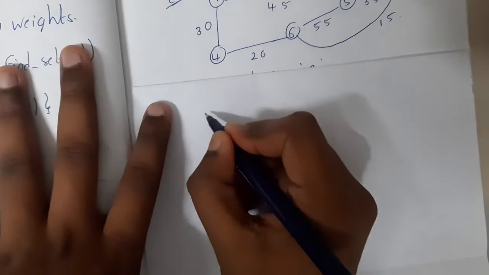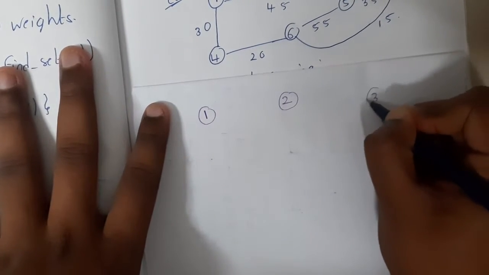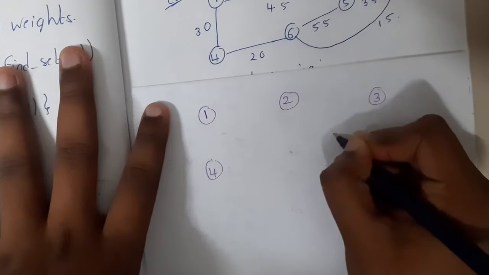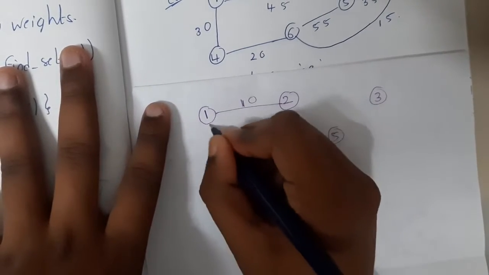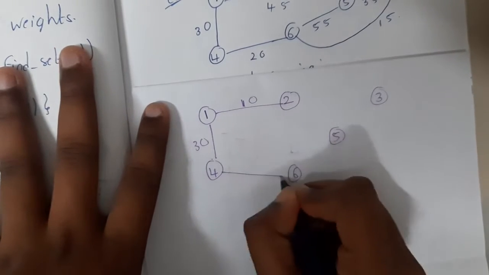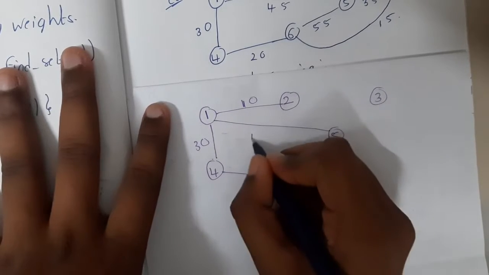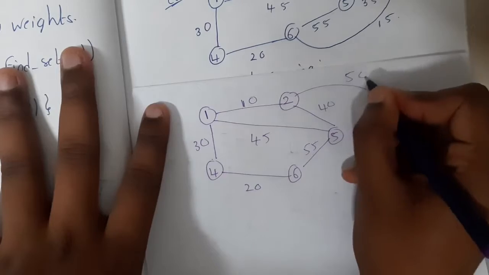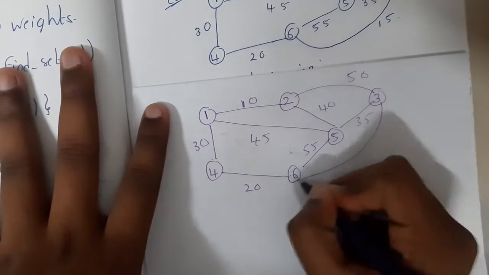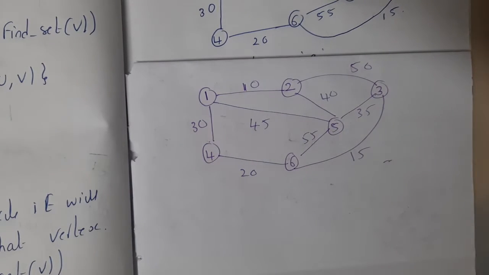Firstly, let me draw the diagram. Vertices 1, 2, 3, 4, 5 and 6. This cost is 10, this cost is 30, this cost is 20, this cost is 55. This cost is 45, this cost is 40, this cost is 50, this cost is 35, this cost is 15. So this is the given question. Now the question is to find the minimum spanning tree for the given graph.